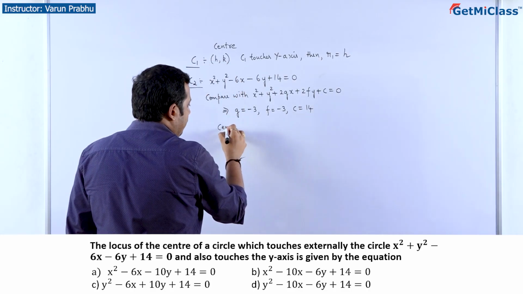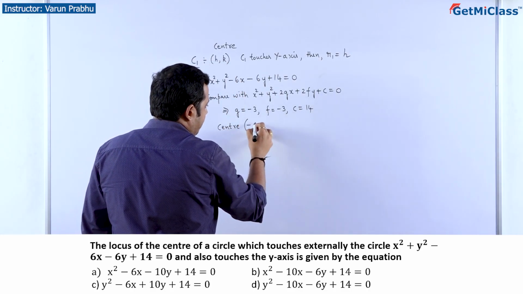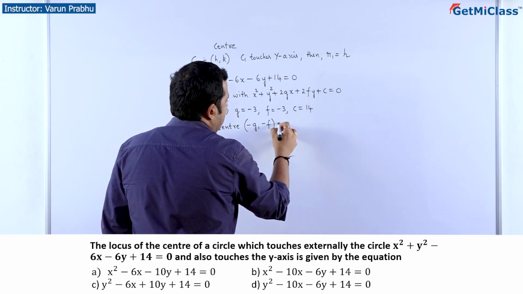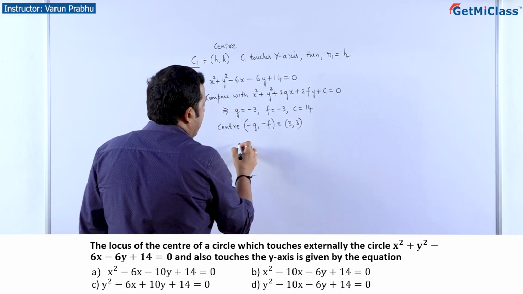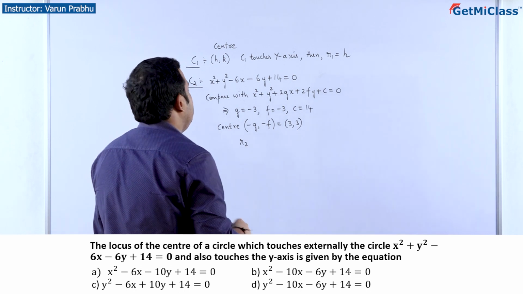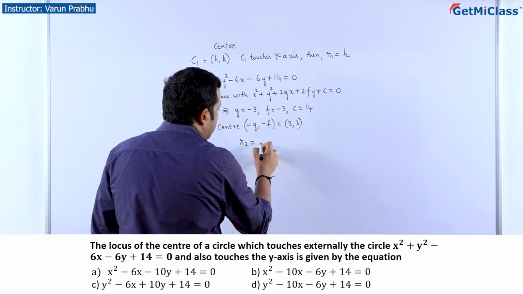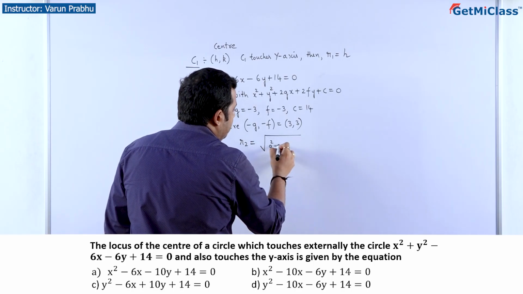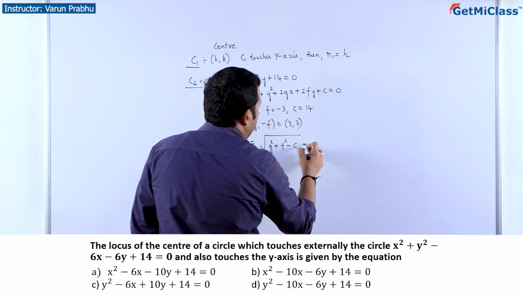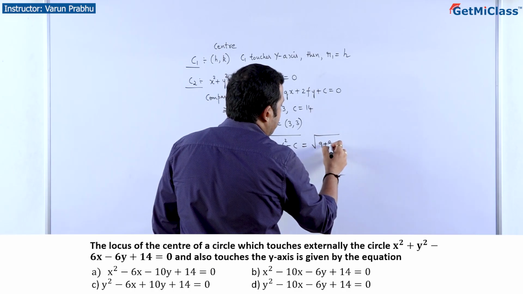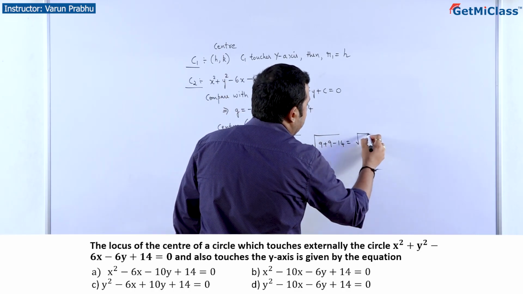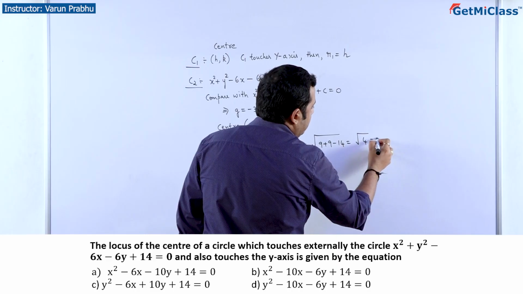So what is the center of this particular circle now? Minus g comma minus f, that is equal to 3 comma 3, and the radius R2 is equal to how much? The radius R2 is equal to root over g square plus f square minus c. So it will be root over 9 plus 9 minus 14. So this is nothing but root over 4, which is nothing but 2.